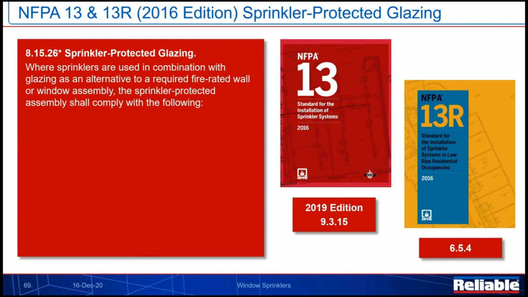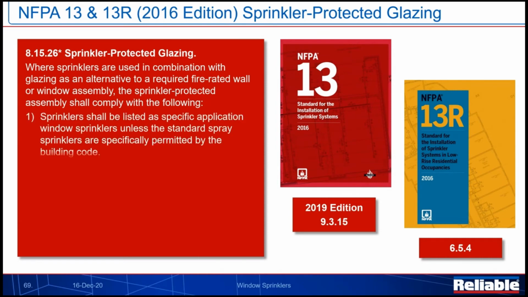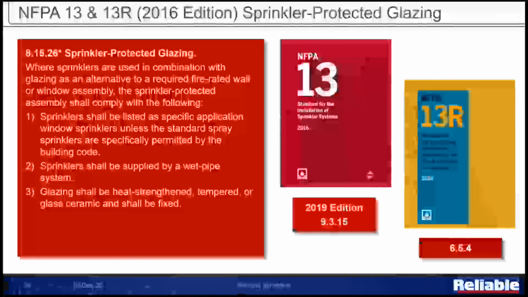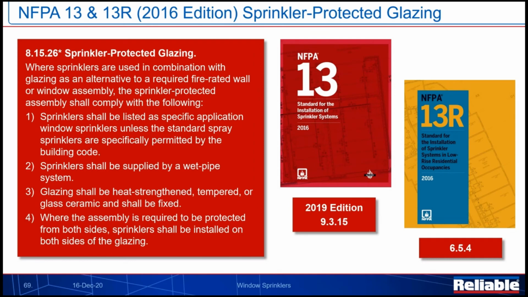NFPA 13 was silent for a good while, but they ultimately decided that now's the time to consider adding some language, and it started in the 2016 edition of the standards. Basically it's going to look at NFPA 13 and NFPA 13R, and they're going to take exactly the stuff that we just discussed. They shall be listed specific application window sprinklers. They'll be supplied by wet pipe systems. They'll be used on heat strengthened, tempered, or glass ceramic that is fixed. They'll use it for protecting both sides of the glazing on an interior wall.